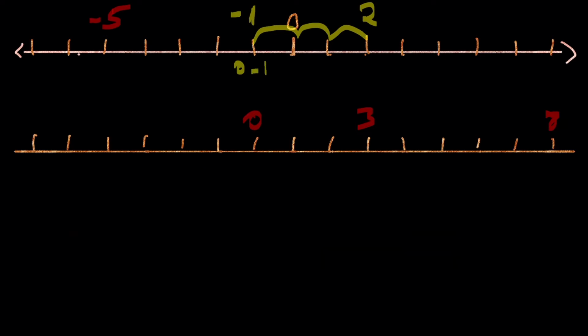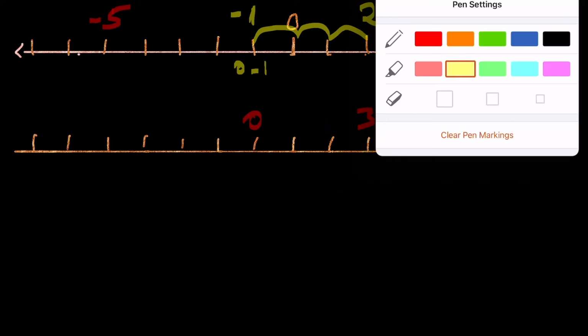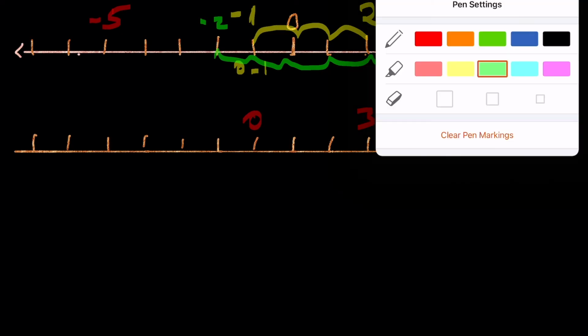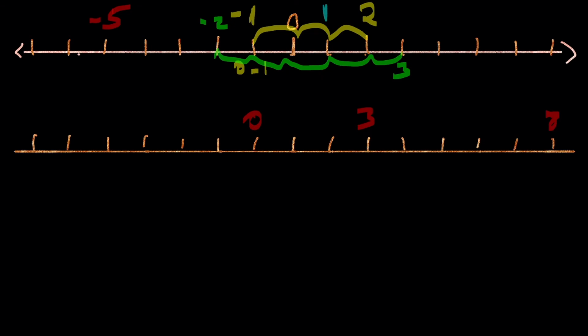What number is 5 less than 3? So if I have 3 here, and 1, 2, 3, 4, 5, this would be minus 2. And what number is 6 less than 1? So here's 1 on the number line, and 1, 2, 3, 4, 5, 6, and I'm at minus 5.